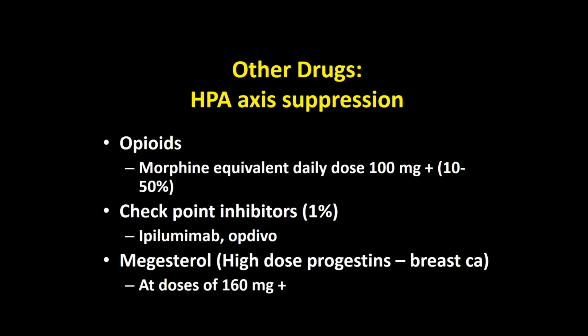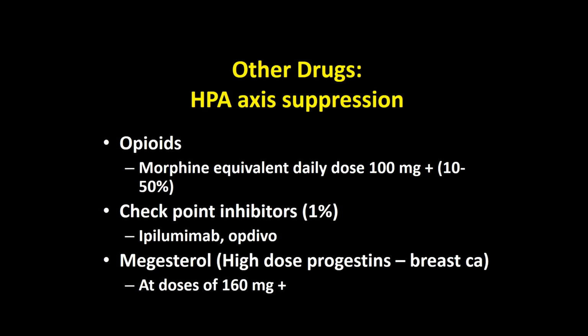What about other drugs? Some of these are known, some less well known. Interestingly, opioids suppress the HPA axis, and for patients on a morphine equivalent daily dose of 100 milligrams plus, we can see adrenal axis suppression in 10 to 50%, and that can be clinically significant in a number of those patients. They may present with the symptoms of hypoadrenalism, but of course there's an overlap because they're also on the opioids, so it can be really difficult to unmask some of those.